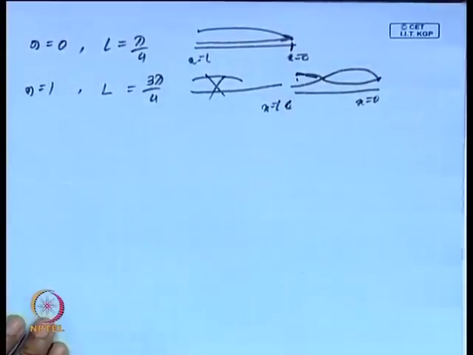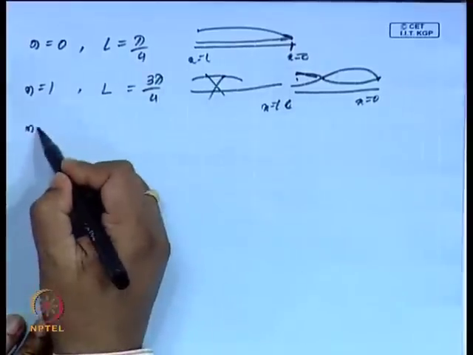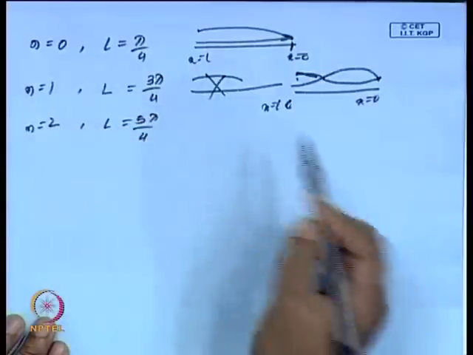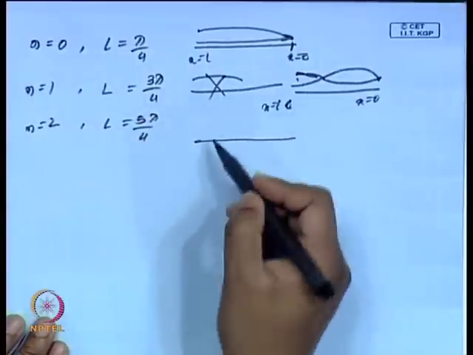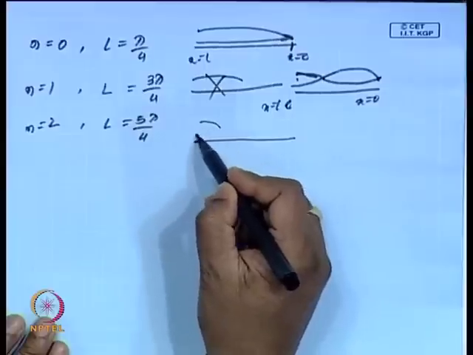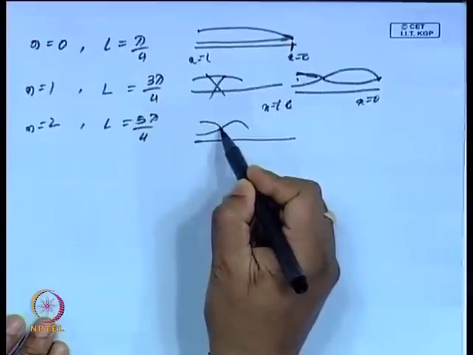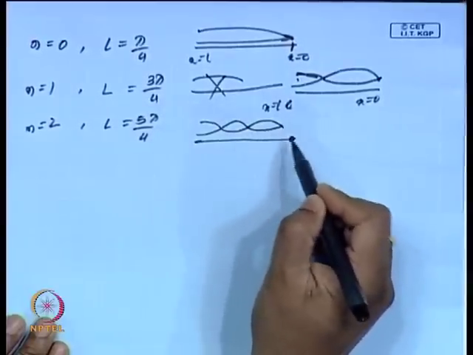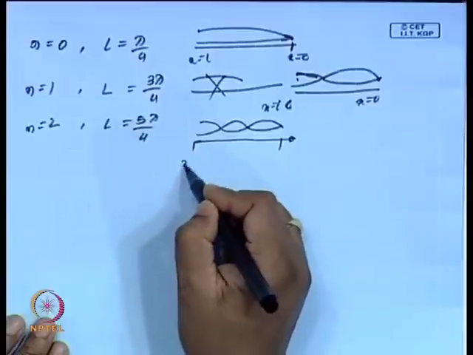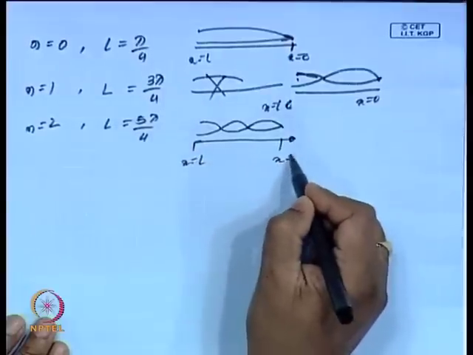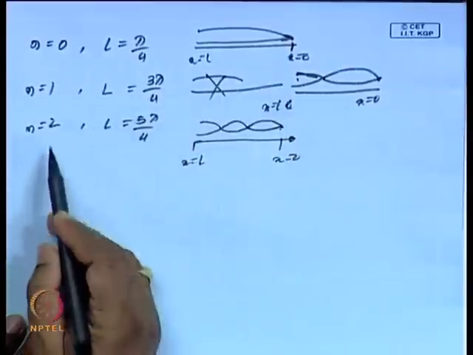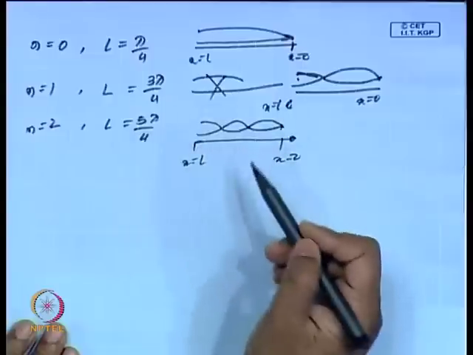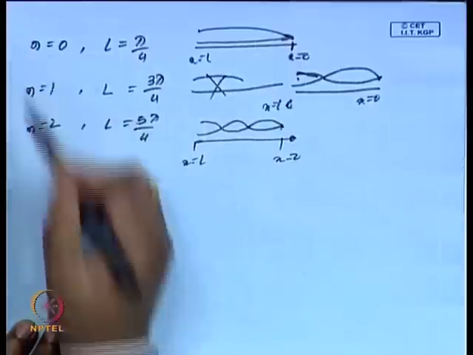So, this much will happen. If I take n is equal to 2, then L is equal to 5 lambda by 4. In that case, if I look at it, this is x is equal to L, this is x is equal to 0. So, then what is happening? The lambda is going on decreasing with increase in values of n.